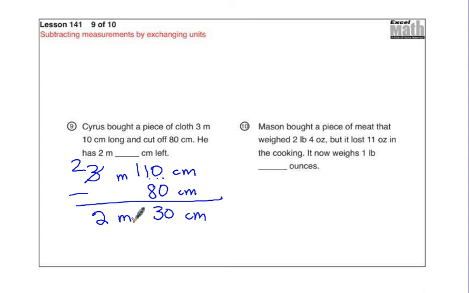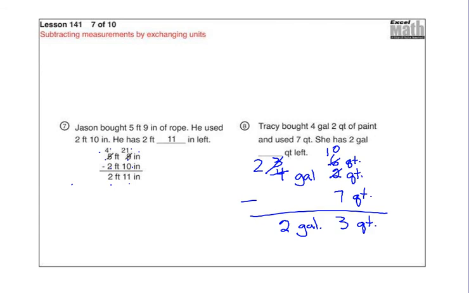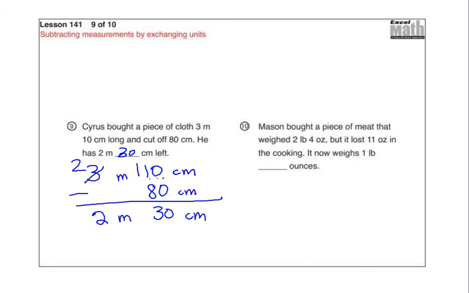Mason bought a piece of meat that weighed 2 pounds 4 ounces, but it lost 11 ounces. Oh, and I haven't been filling this in here. The answer would be 30 in that blank. Same thing on this last page. I don't think I filled it in. Excuse me, 3 quarts. Okay, number 10, Mason bought a piece of meat that weighed 2 pounds 4 ounces.